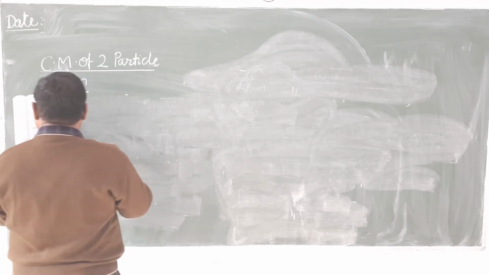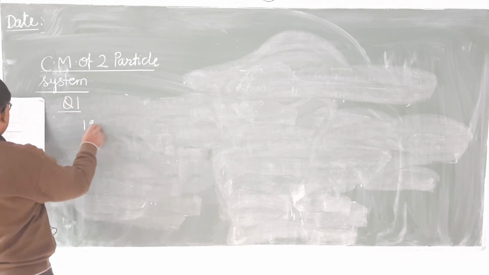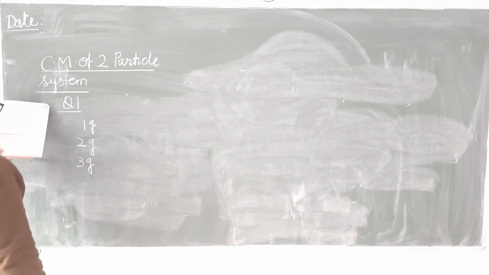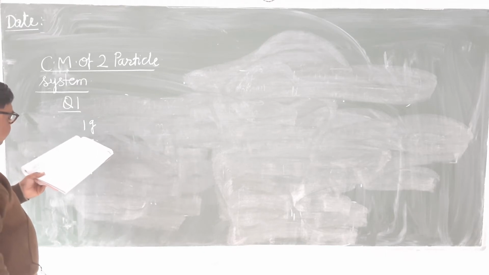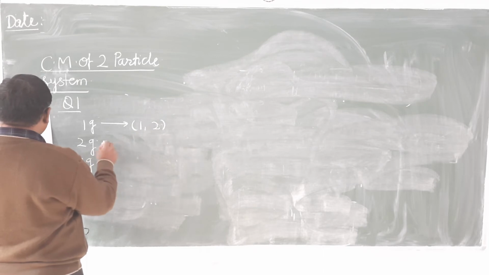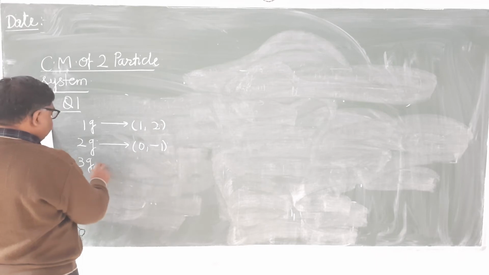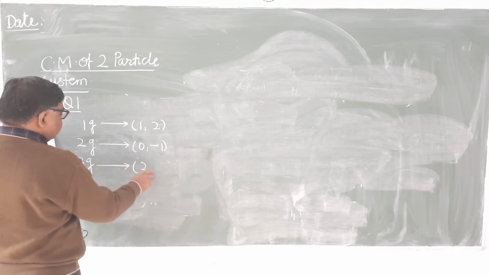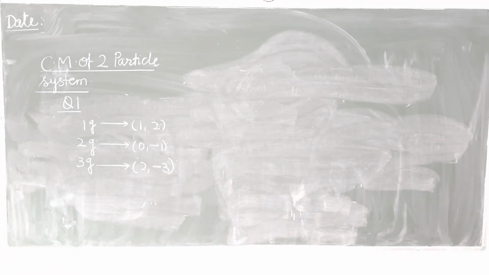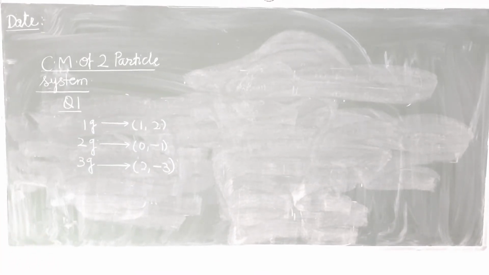Question number 1. Three point masses of 1 gram, 2 gram and 3 gram lie in the xy plane at the respective points 1, 2, then 0, -1, and 2, -3. Find the coordinate of center of mass. Coordinate means you have to find x and y. It's clear? X and y.